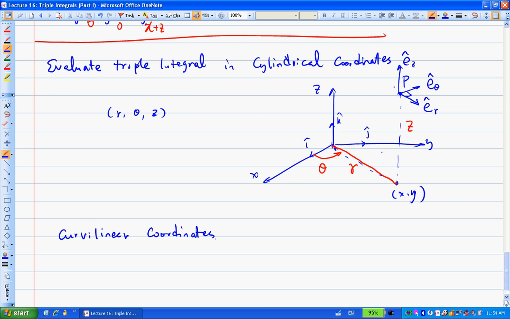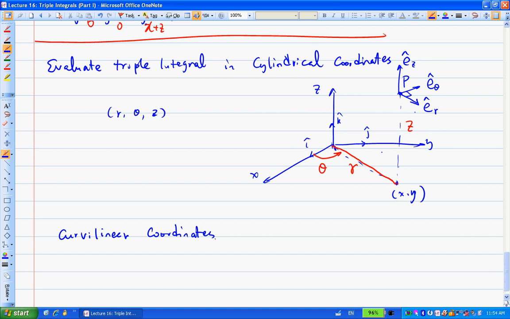In other words, if I have a point P here, I can always express the same point P in two totally different coordinate systems, right? I can express the point P in this coordinate system, and I can express the point P in this coordinate system. So they're all good, right? They're all good here, right?